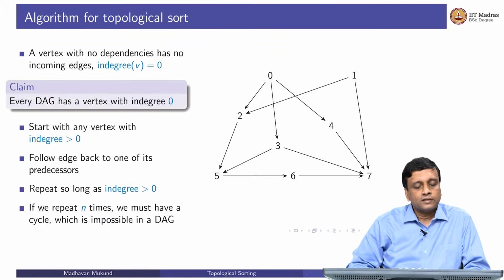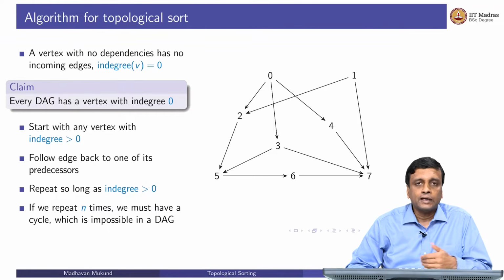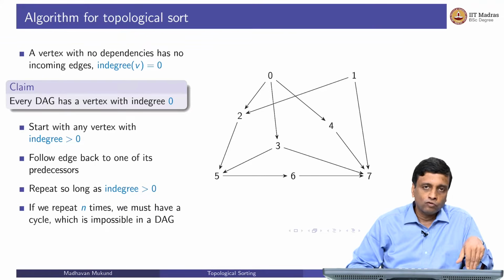So why is this? Well, suppose there is none. Suppose every vertex actually has an incoming edge. Then wherever we are in the DAG, we can go backwards through an incoming edge to a previous vertex. So we go backwards, but by assumption every vertex has at least one incoming edge. So from the vertex we just went to, the second vertex also has an incoming edge. We go backwards to a third vertex, to a fourth vertex, and so on.